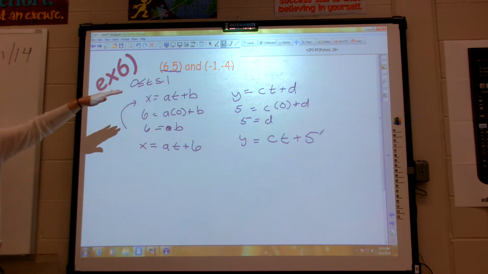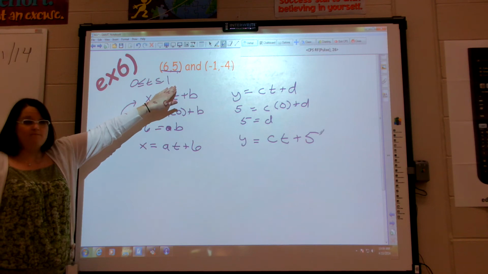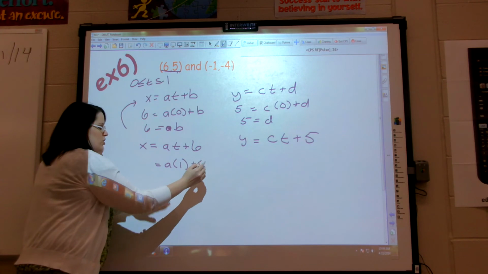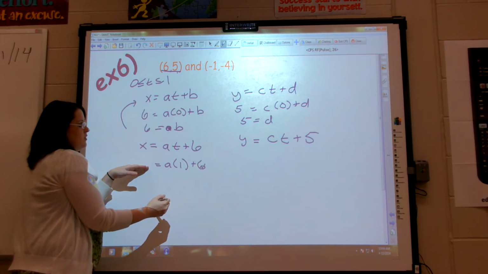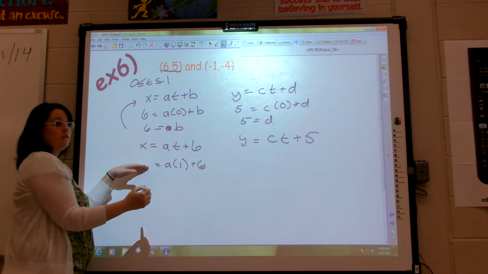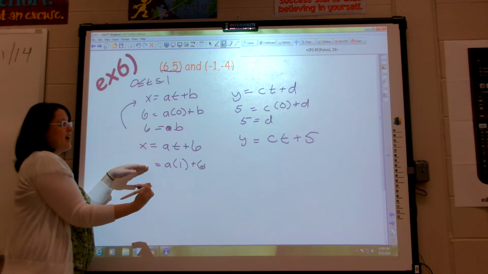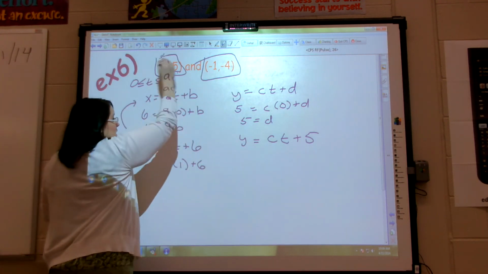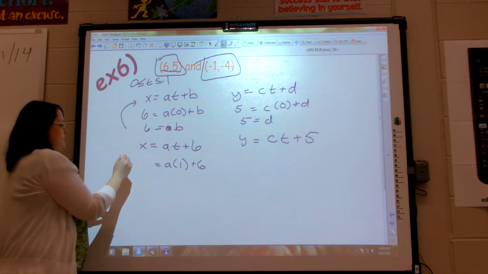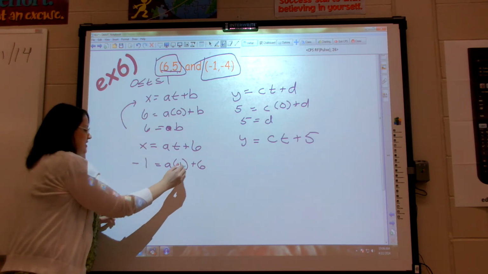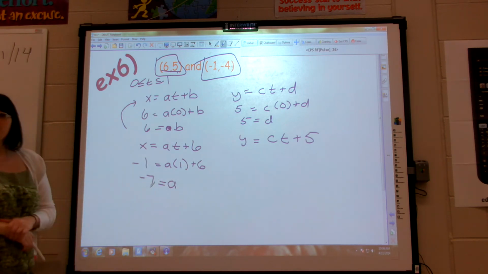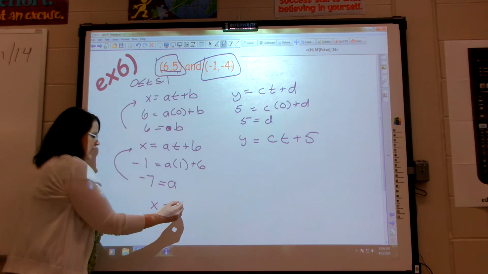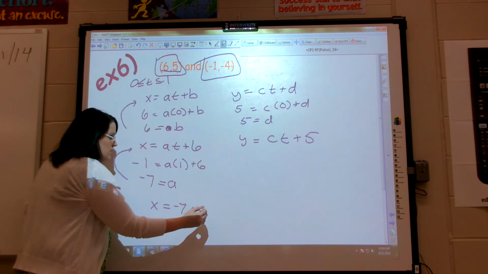Now I'm going to use my terminal point, which is when t is 1. So when I plug in 1, what should my x be? I'm done. When I'm stopped, what is my x? Oh, isn't this my start and my stop? So when I stop, I should be at negative 1. Which tells me a is now negative 7. Right? Plug it back in. X is negative 7t plus 6.